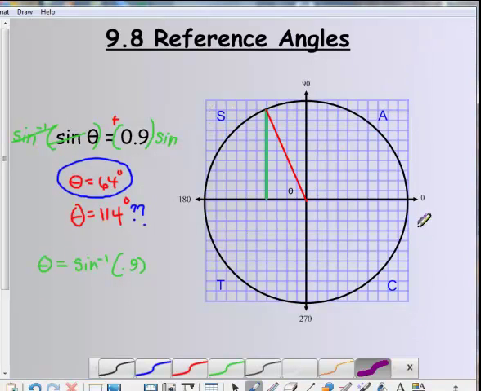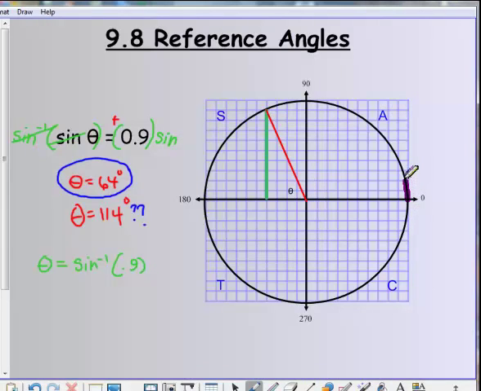Okay, so we clean this up, and we're trying to figure out how big this angle is right here. Well, if I travel along my unit circle, I'm stopping right here. So we want to figure out how big that purple arc I just made was. We have our reference angle. See, right here we learned that this is 64 degrees. So that means this arc is 64 degrees.